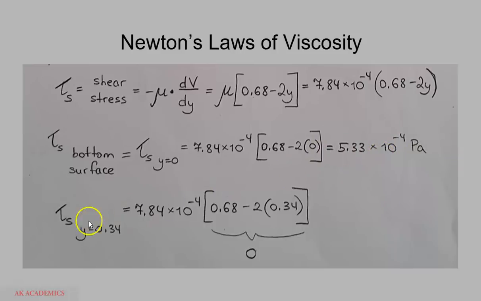And then the shear stress when y is equal to 0.34, at the point where we have our variable plate, will therefore be equal to, using the same equation, 7.84 times 10 raised to power minus 4 multiplied by 0.68 minus, at this particular point, you substitute 0.34 for y, and that gives us 2 times 0.34, and that's going to be 0.68. So 0.68 minus 0.68 will give us 0. So that simply means that at y equal to 0.34, our shear stress would be equal to 0.